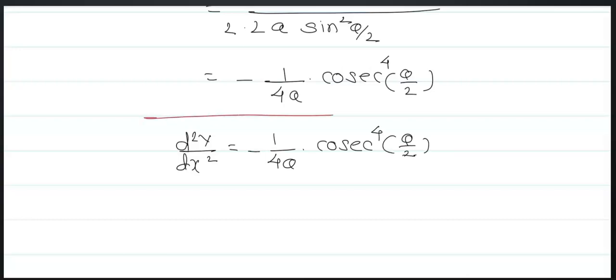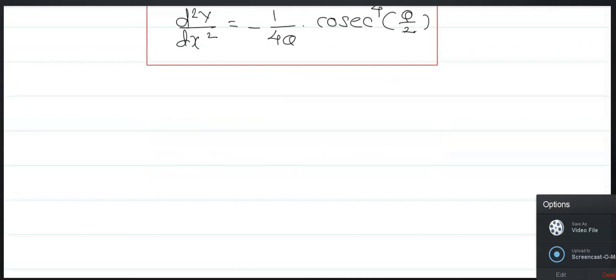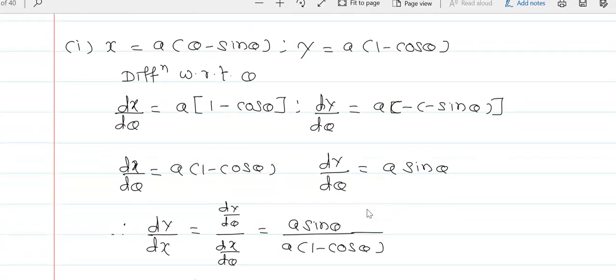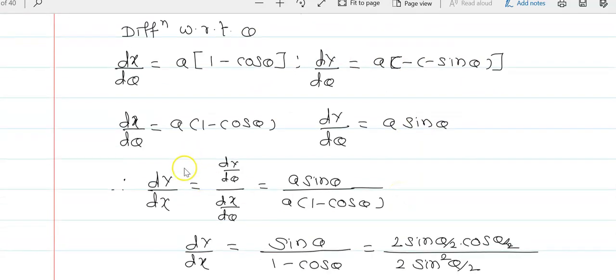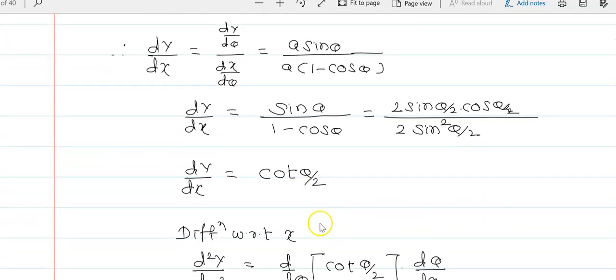This is the answer. If you want to write down this answer from the board, you can write: x is equal to a(theta minus sin theta), y is equal to a(1 minus cos theta). Differentiate this with respect to theta. dx upon d theta is equal to a; derivative of theta is 1, sin theta is cos theta; derivative of 1 is 0, cos theta is minus sin theta, it becomes plus. dy by dx is equal to dy by d theta upon dx upon d theta, a sin theta upon a(1 minus cos theta), sin theta upon 1 minus cos theta. Written in this manner, you get cot of theta by 2.